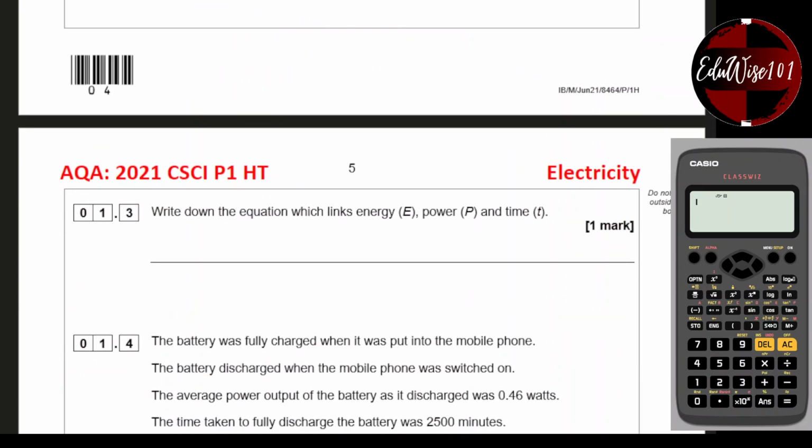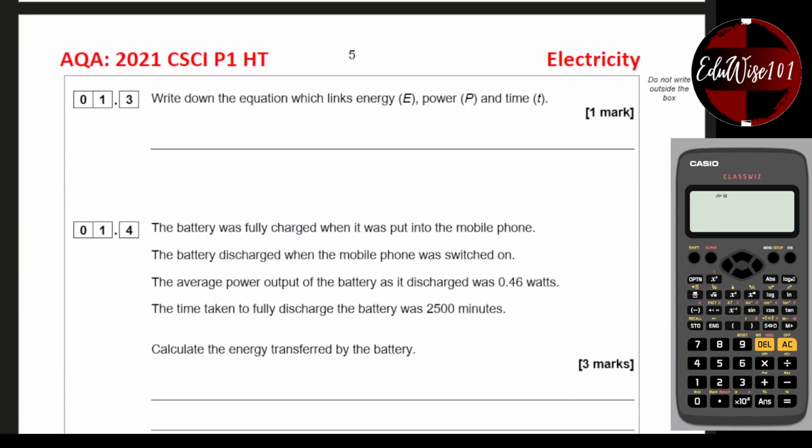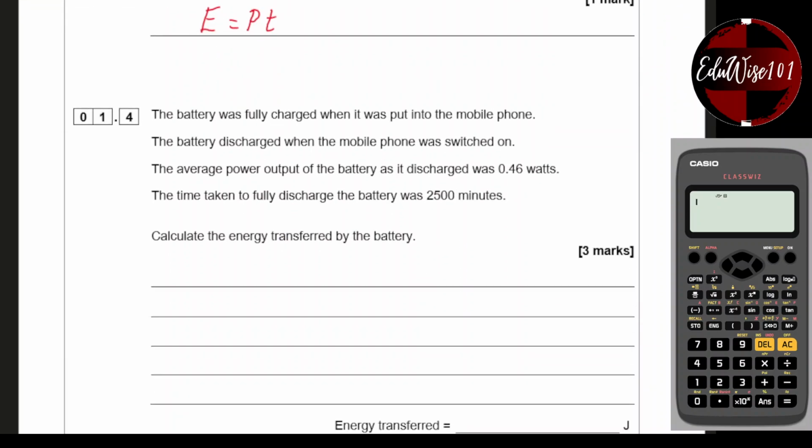Next question. Write down the equation that links energy, power, and time. So again, looking in the equation sheet, you'll find that energy equals the power multiplied by the time. Question 1.4.